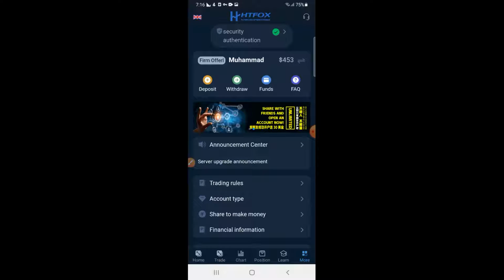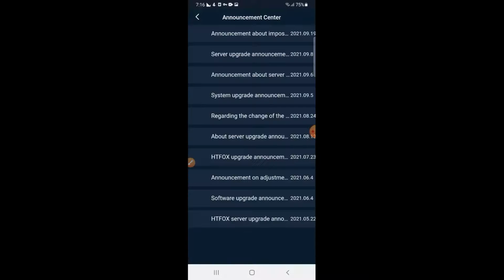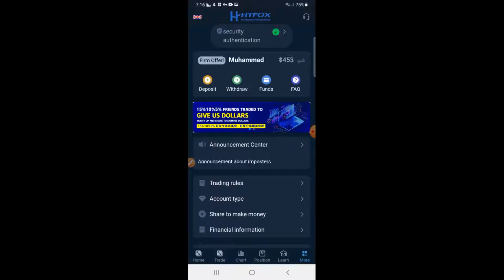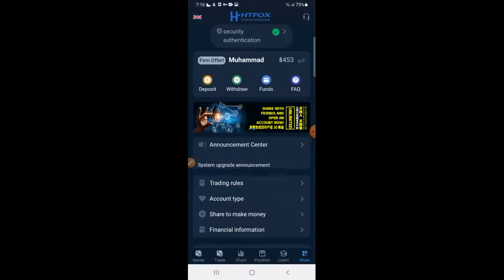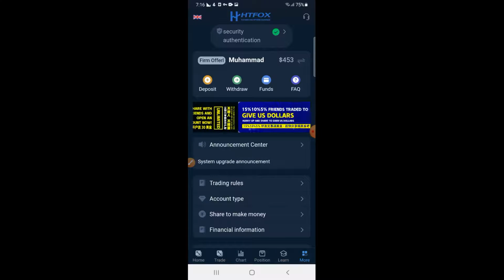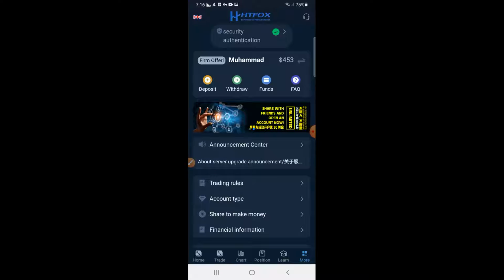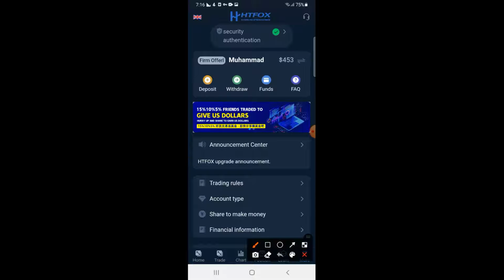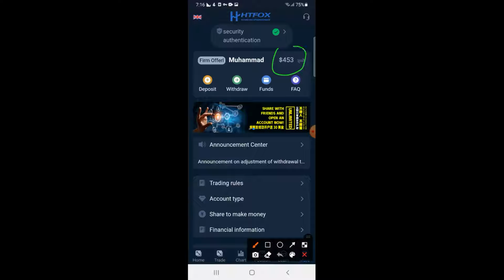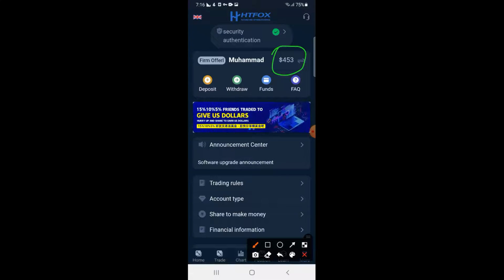In previous videos I have already told you how to register your account and how to deposit money for trading. It's not an investment. It's a deposit amount just for trading. You can withdraw this amount at any time. For example, I have deposited 453, as you will see here.